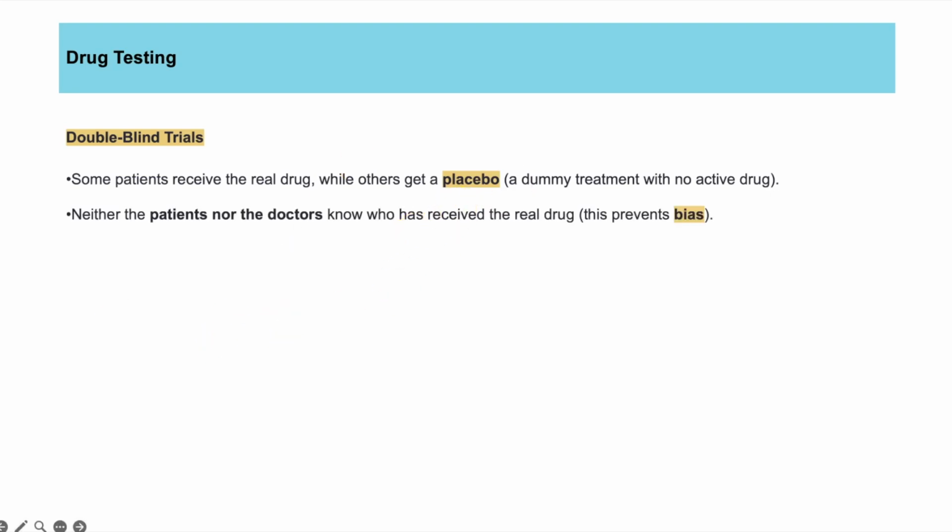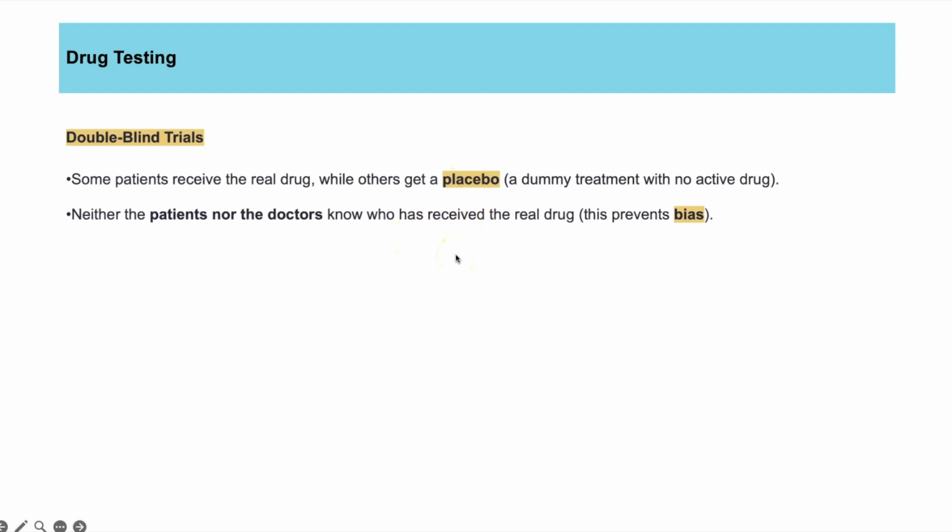So for example, if you were giving someone a tablet, which was the new drug, you would give someone instead a tablet that looks identical, but it would just be a sugar pill. So that's all it contains, sugar. And in these double blinds, neither the patients nor the doctors know who has received the real drug. That's why it's called double blind, because the patients and the doctors are blind. They don't know who has had the real drug versus the placebo.